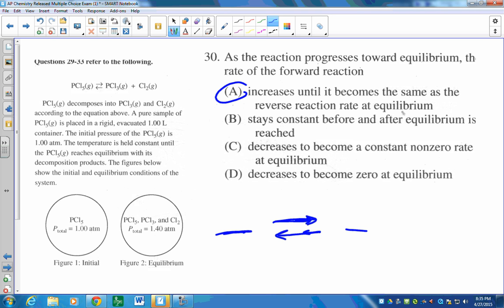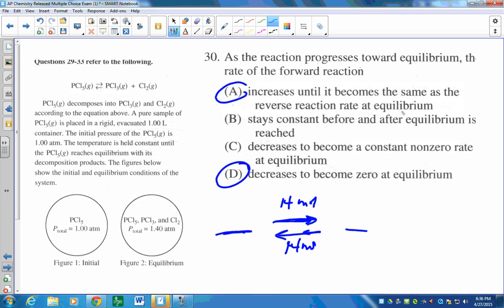And the reaction rates never go to 0. It looks like nothing's happening because of the forward reaction and the backward reaction, but if 14 molecules per second are going this way, that means 14 molecules per second are going this way, and the rates are the same. And so what happens is the forward reaction... I don't think the forward reaction is fast at first, but then it starts to slow down.